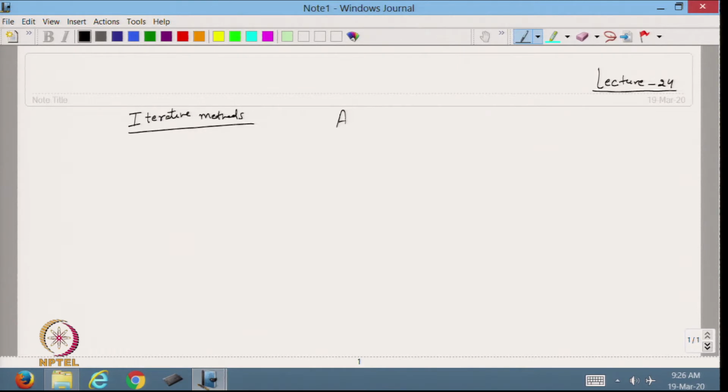So I have a system of equations that is an n cross n system, and I want to solve this one with the help of iterative methods. So for example, I start with the first one, the Jacobi method, or we also call it the Gauss-Jacobi method.